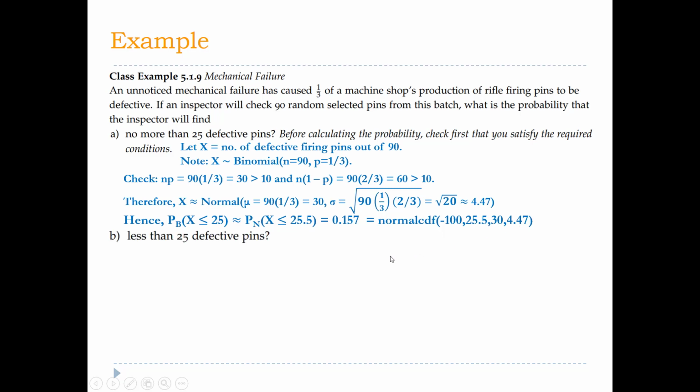Alright, so for part B, what is the chance that the inspector will find less than 25 pins? This one looks very similar to A, but this one is saying strictly less than 25. So that means it must be less than or equal to 24. So again, using the continuity correction, this probability will be approximately equal to the probability that x, treating x as if it's normal, is less than or equal to 24.5.